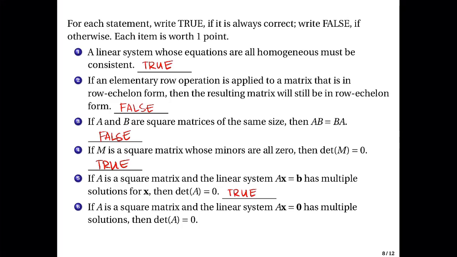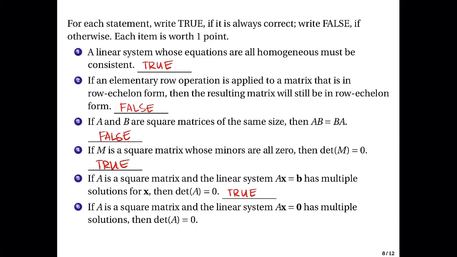And you remember the equivalent statements? If your system has a unique solution, the determinant must not be equal to 0. But that's for the unique, and they are equivalent. So if the solution is not unique, or if the system has more than one solution, the determinant must be equal to 0. So this statement here is true.